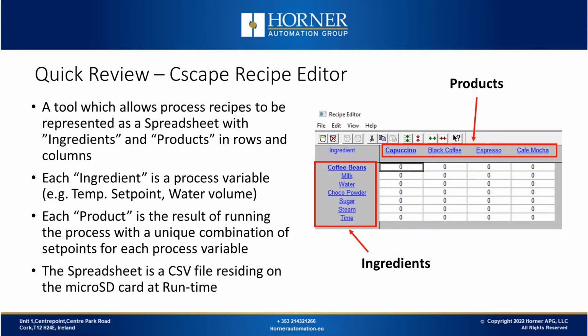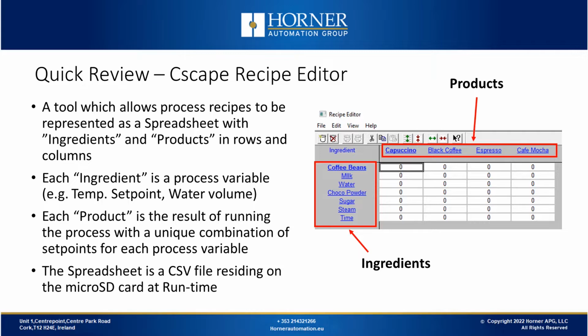Now we'll quickly review what we looked at in part 1, starting with the Cscape recipe editor. The recipe editor is a tool which allows processed recipes to be represented as a spreadsheet with ingredients and products in rows and columns, like a temperature set point or a material quantity, etc. Each product is the result of running the process with a unique combination of set points for each process variable.